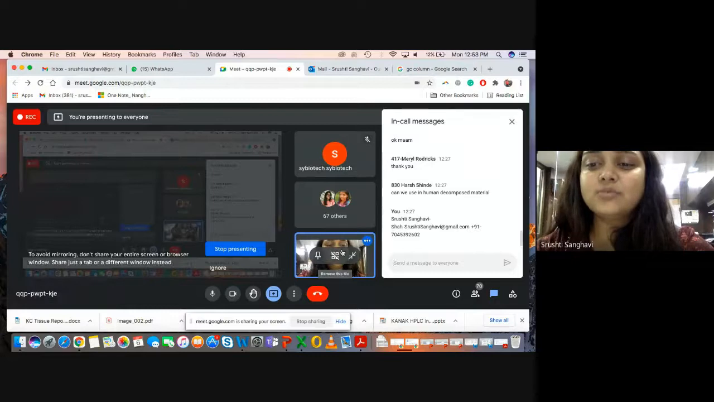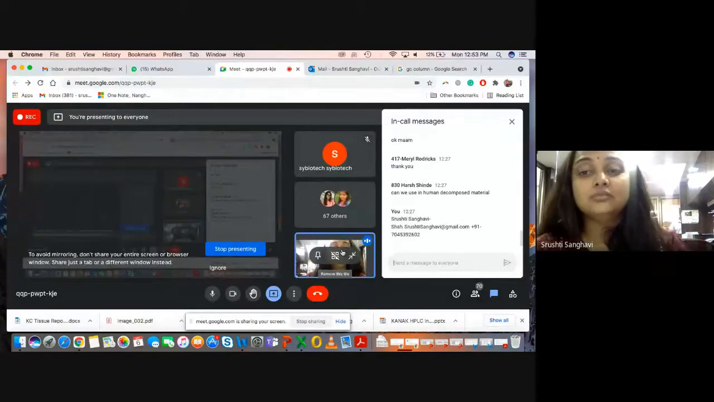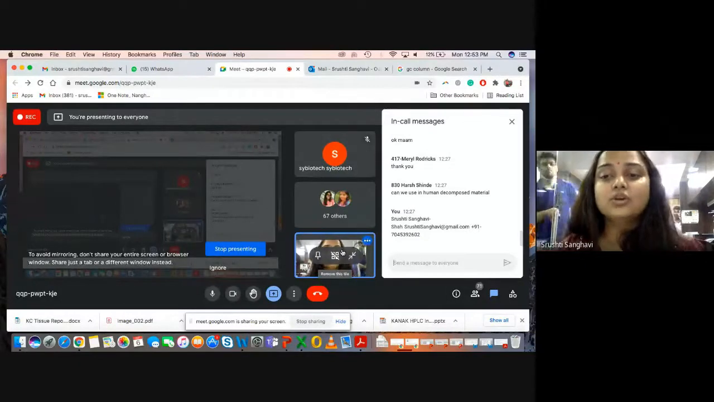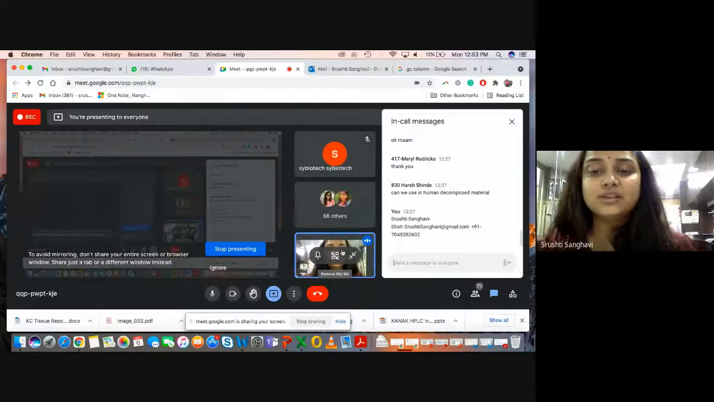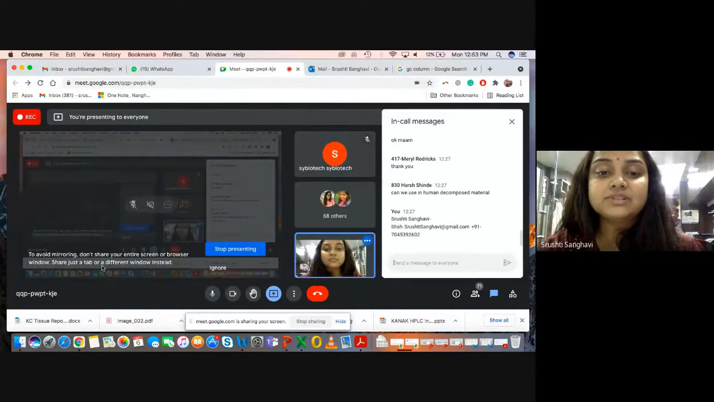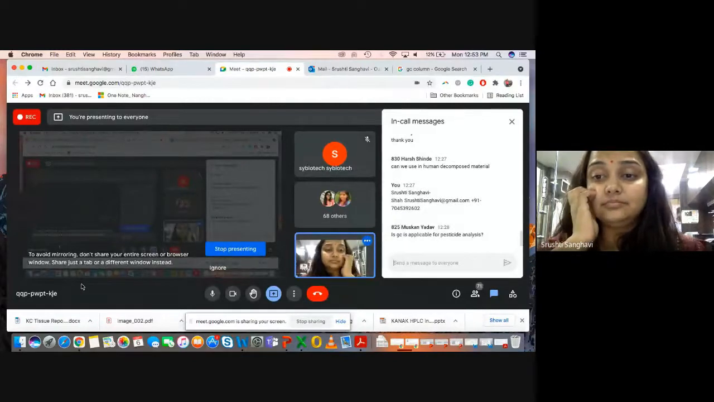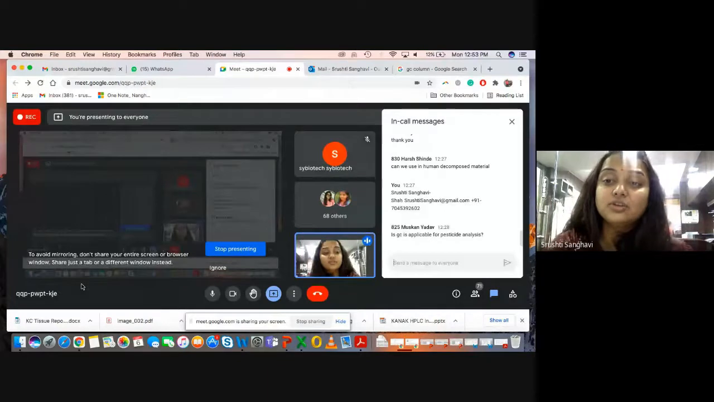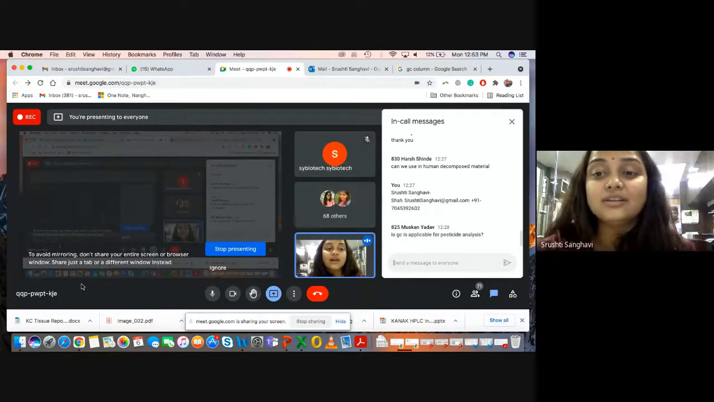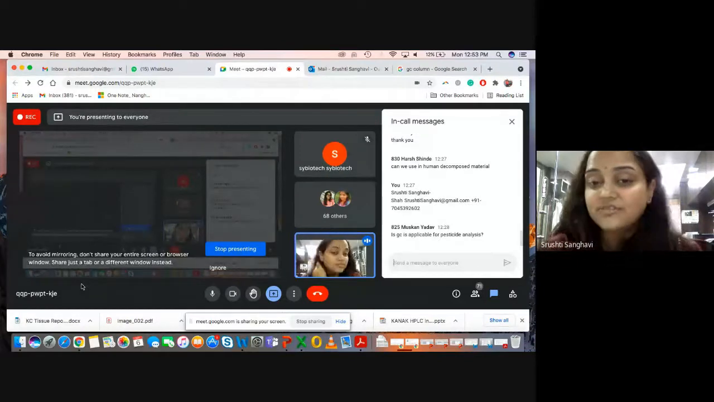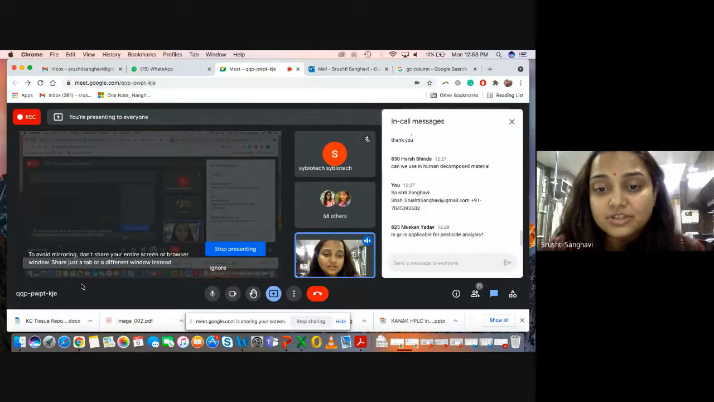Can we use it on human decomposed material? Yes, you can. If you want to check, in forensics or at any other point in time, in human decomposed material whether a certain person has been ingesting poison, or how much urea there is, you can use the human feces or some tissue of the human body to be analyzed for urea or any other poisonous material. Based on that, you can find out, because both are volatile in nature.